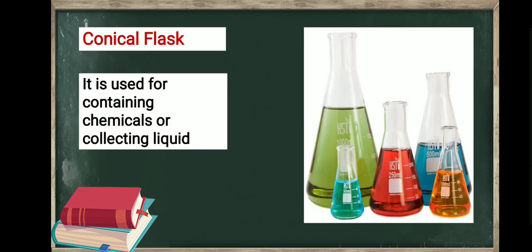The next one is the conical flask. There are different types of flask in the laboratory for chemicals, and this is the conical flask. You can see that it is of various sizes and it is used for containing chemicals or collecting liquids in the laboratory.